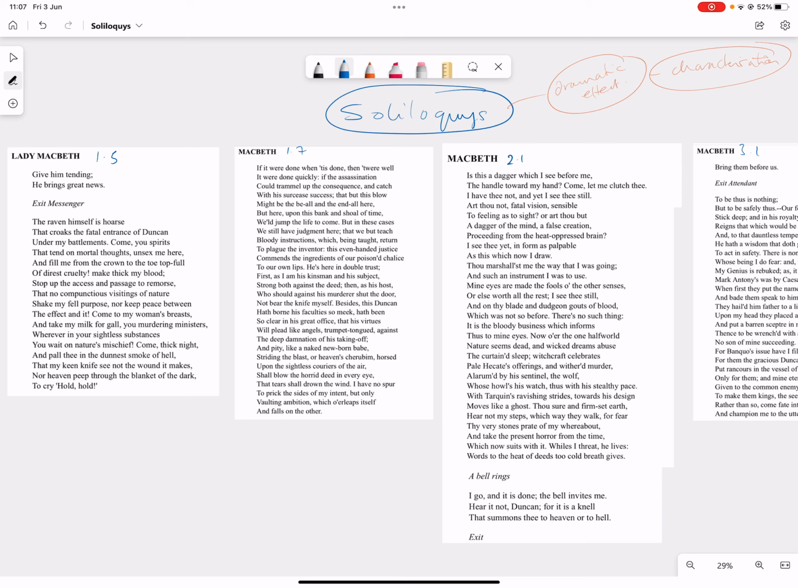Lady Macbeth has maybe one or two, the one after reading the letter, which I've looked at in an earlier video, and then this one where she seems to align herself with the evil spirits, and often people might think of her as the fourth witch. There's an argument that could be made there using evidence from this soliloquy.